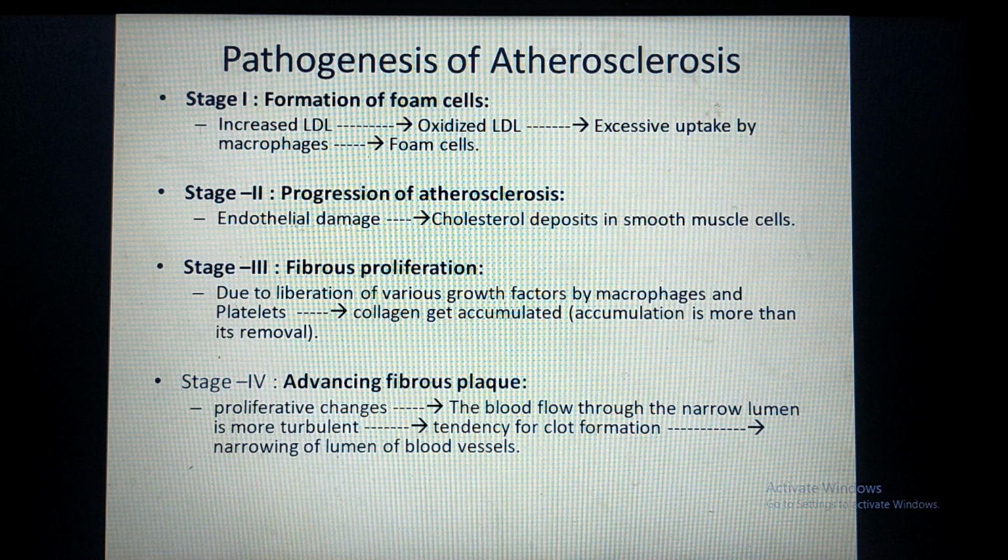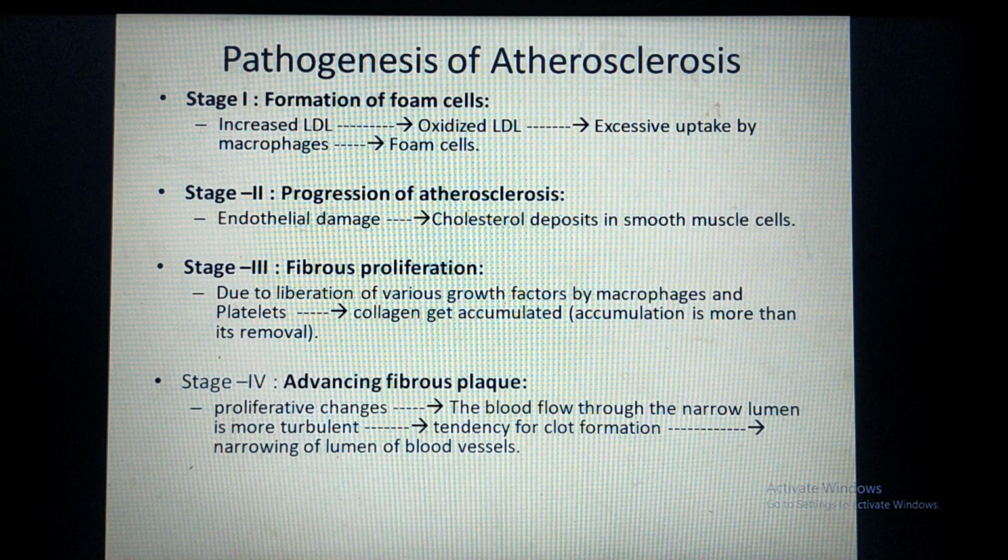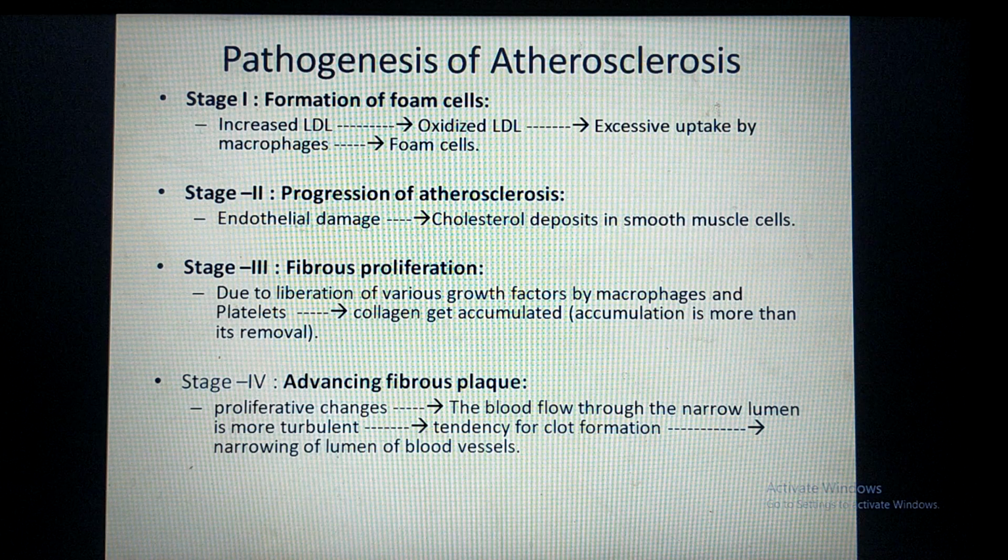And in the last stage, the proliferative changes may take place. It becomes larger. There is obstruction to the flow of blood, which leads to turbulence in the blood flow, due to which the platelets get attached to that clot, further increasing the size of the clot, and in this way there is narrowing of the lumen of the blood vessel.